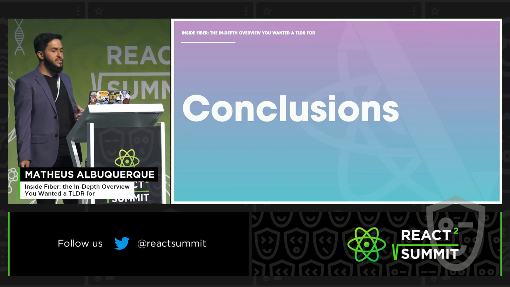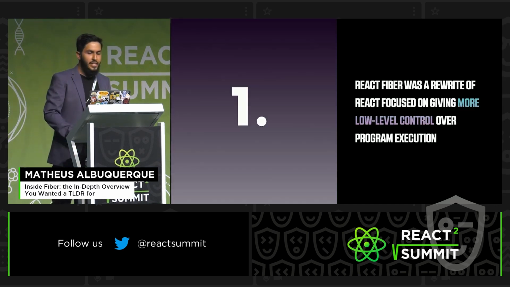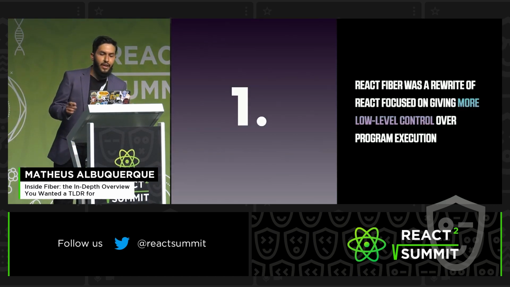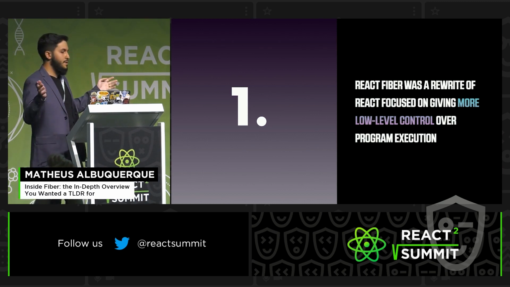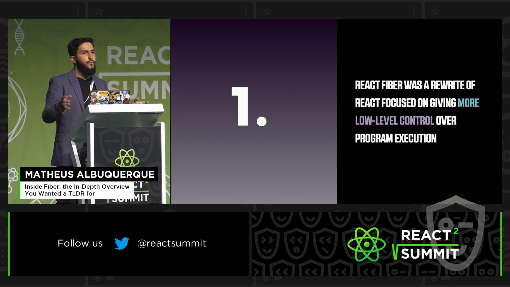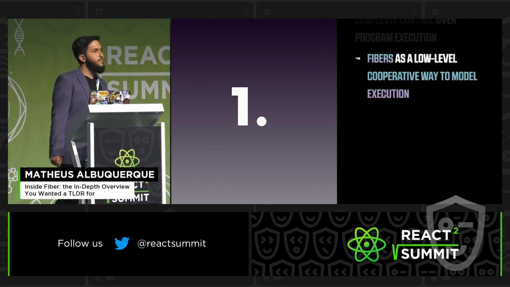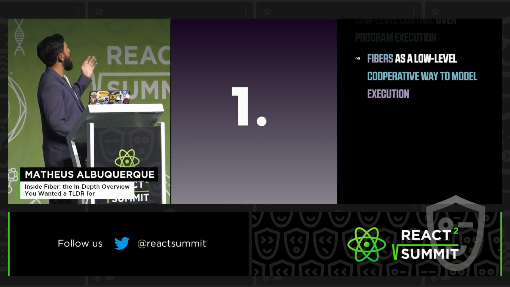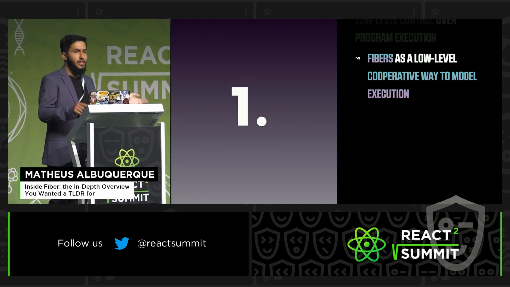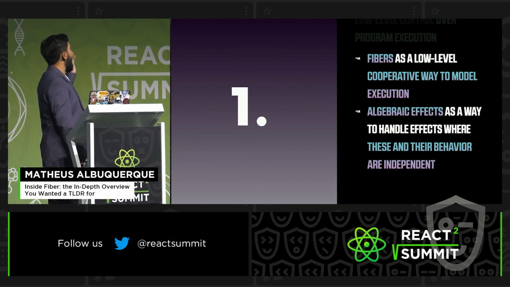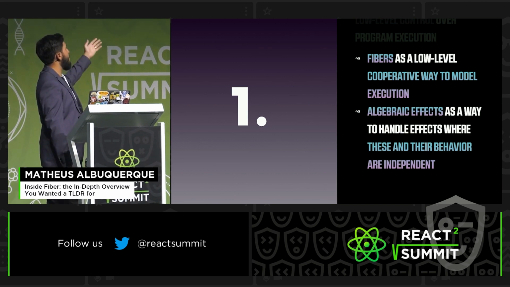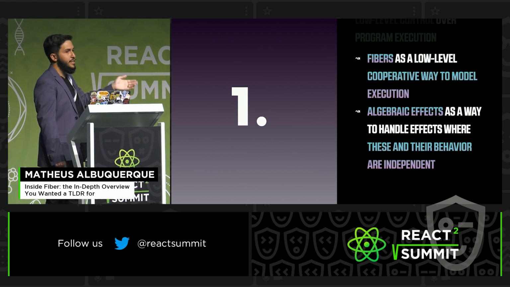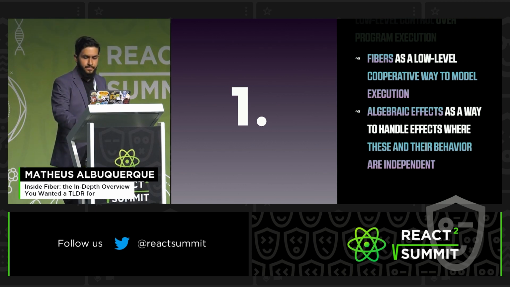A few conclusions on top of that. So I guess the first one is, yeah, React Fiber was a rewrite of React, the whole React core, focused on giving more control for low-level execution, where we have fibers as this cooperative way to handle execution at low level, and we have algebraic effects as a way to handle effects where they and their behavior are independent.